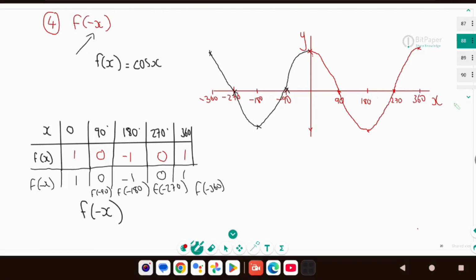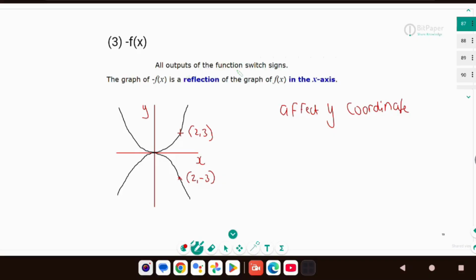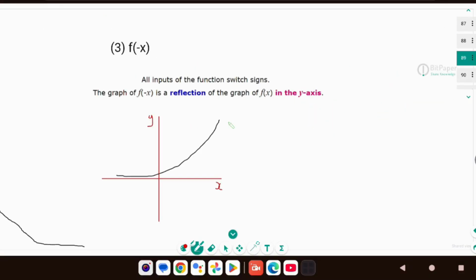Reflection in the y-axis. So f of minus x, all inputs of the function switch signs. The graph of f of minus x is a reflection of f of x in the y-axis. Let's have a look at how that's different from the last function we looked at. The last transformation we looked at was minus f of x. If you just look, this is all outputs of the function switch signs, and this is all inputs of the function switch signs. So it is a reflection in your y-axis.